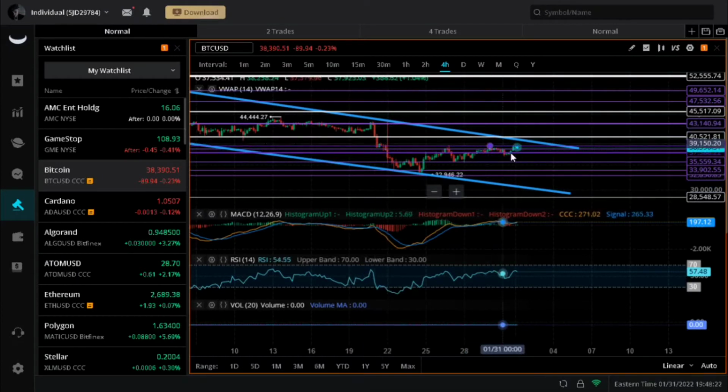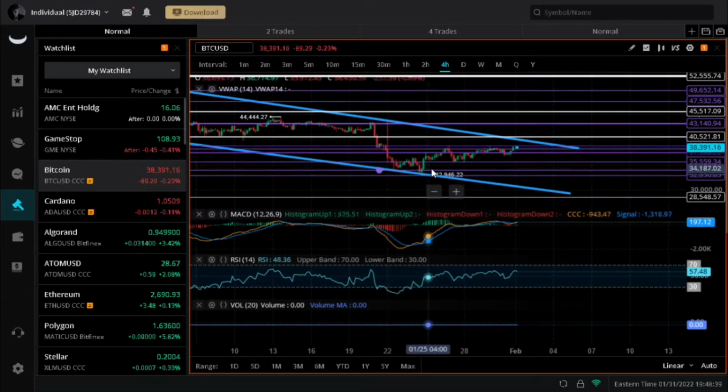We've been following this channel down, and until we touch the top trend line, break past it, and then maybe retest it, or just break past it and break out of it, I will not say this is a reversal. But as you can see, this is a very clear bullish pattern.